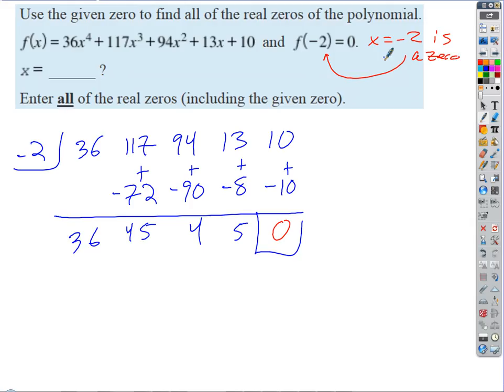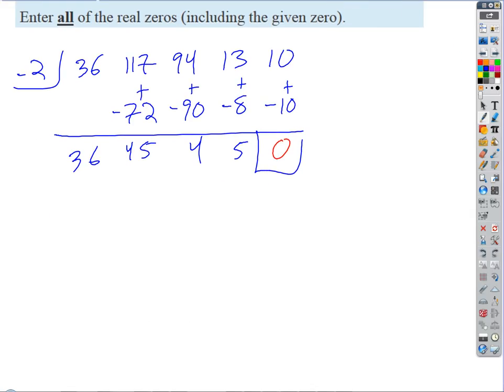So all I really need to do then is find the zeros. To get the rest of the zeros, I'm just gonna find the zeros of this polynomial. Well, what's that gonna be? If I write that as a polynomial, what is that? Constant, coefficient of, okay, so this is just 36x cubed plus 45x squared plus 4x plus 5, and we want to find the zeros, so I'll set it equal to 0. Okay, this is more manageable, right? Now I've got a 4-term polynomial.